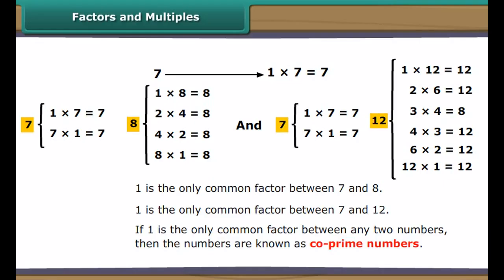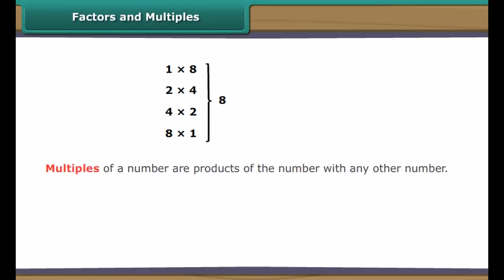In the example, we described the patterns numerically as 1 into 8, 2 into 4, 4 into 2, 8 into 1. Each of these expressions yields 8 as the product. Therefore, 8 is the multiple of 1, 2, 4 and 8. Multiples of a number. Properties of factors and multiples.